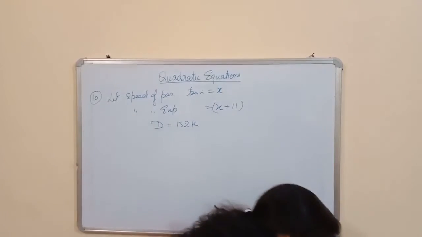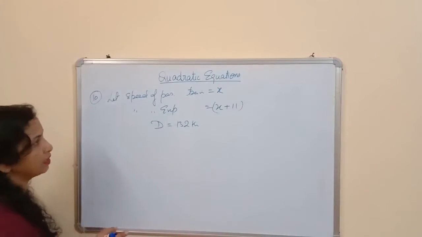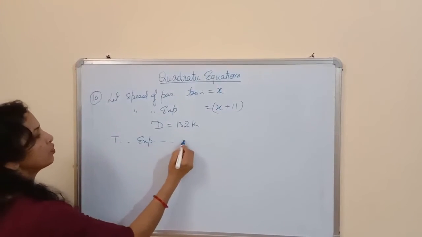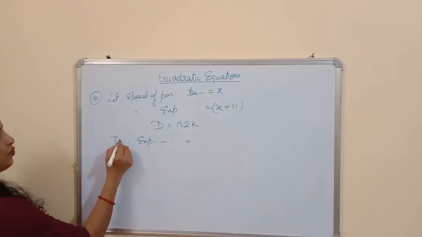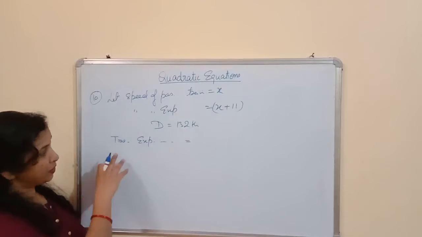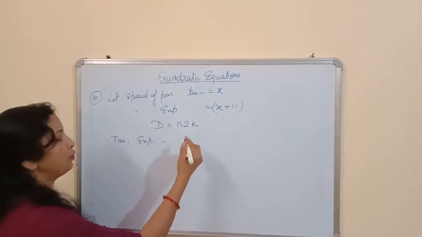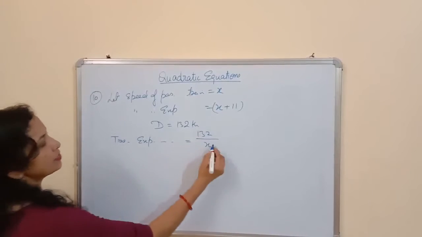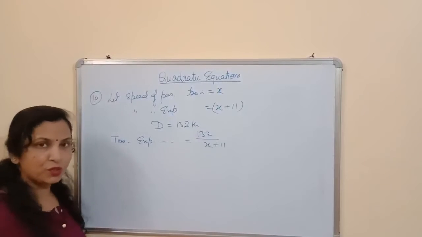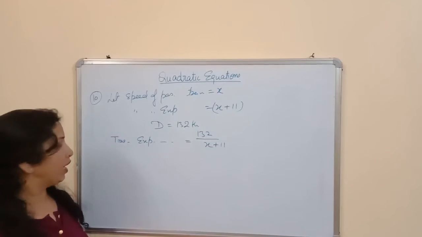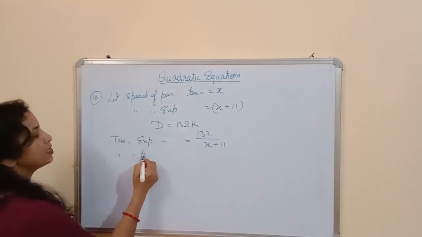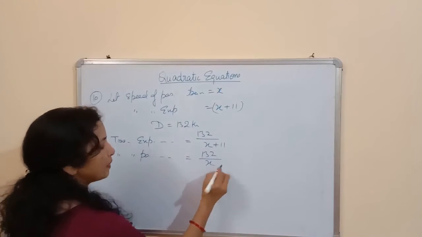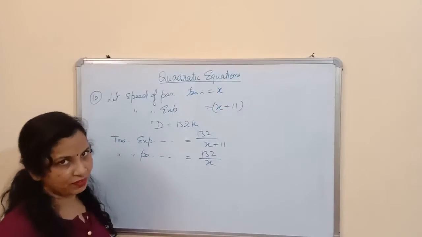One hour less. So in such questions we find out the time taken by the trains. The time taken by the express train to cover the distance of 132 km is equal to, you will write the statement here, time is equal to distance upon speed. The speed is x plus 11. This is the time taken by the express train to cover the distance of 132 km. And the time taken by the passenger train to cover the distance of 132 km, again it is distance upon speed. This is the time taken by the passenger train.